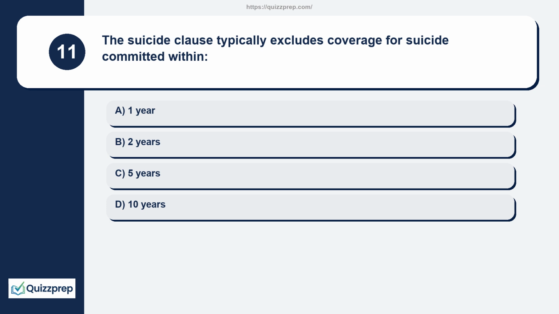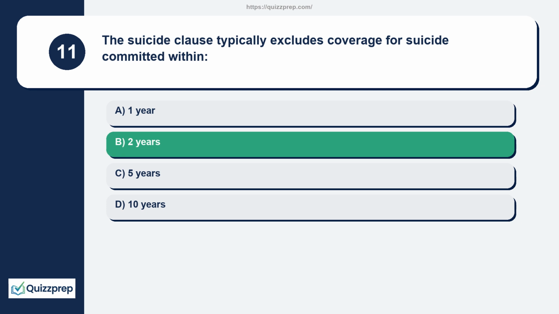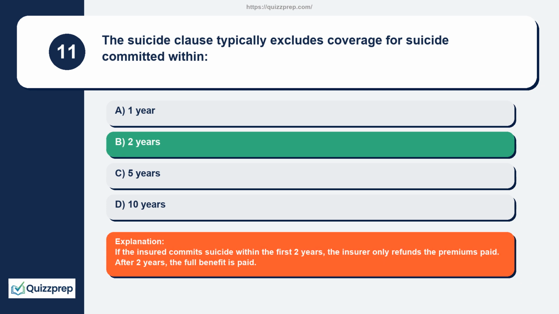Question 11. The suicide clause typically excludes coverage for suicide committed within 1 year, 2 years, 5 years, 10 years. If the insured commits suicide within the first 2 years, the insurer only refunds the premiums paid. After 2 years, the full benefit is paid.